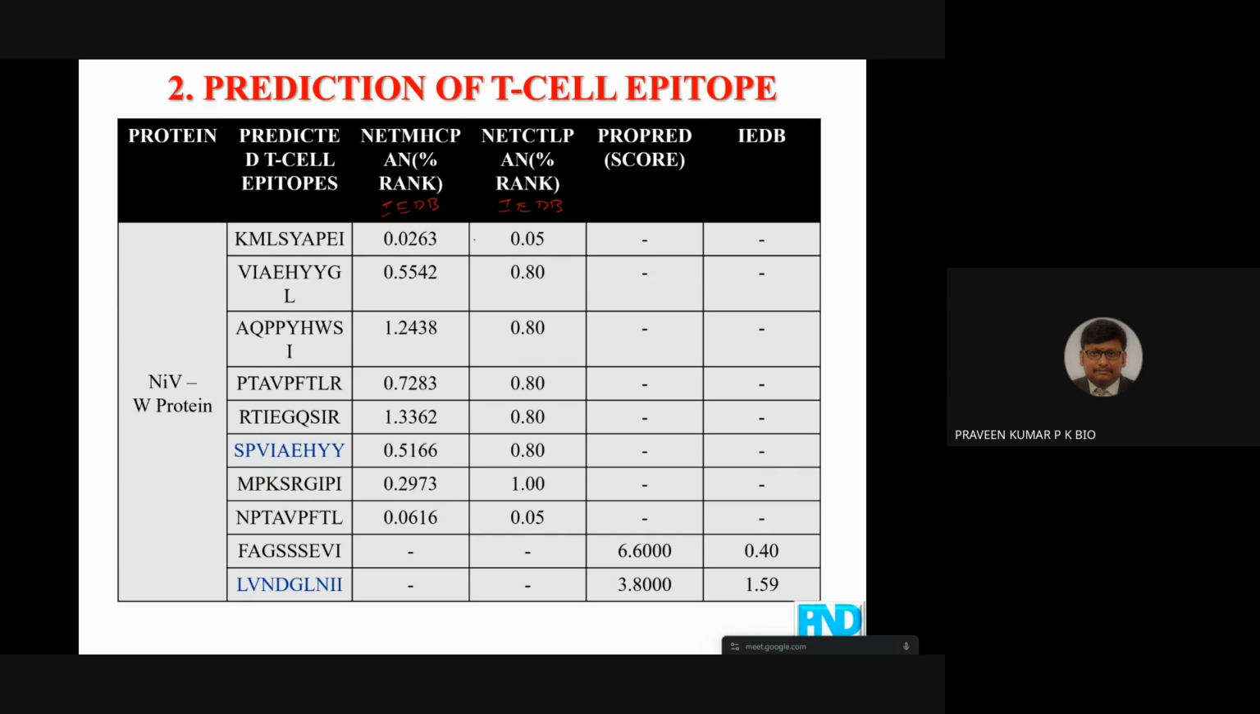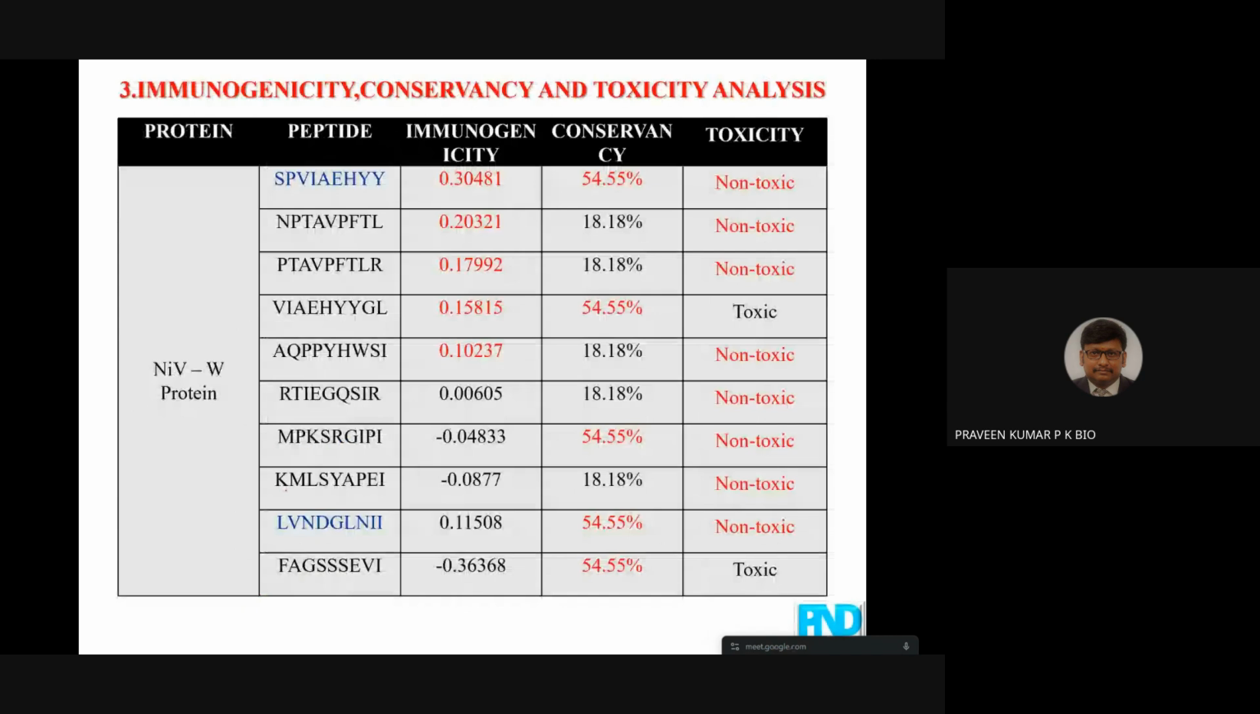After comparison of multiple servers, I looked at which server shows a similar kind of result, and that I screened. I screened this epitope and this epitope: one epitope for MHC1, another epitope for MHC2. Based on immunogenicity, conservancy, and toxicity, we screened the epitopes. So one for MHC1, another for MHC2.